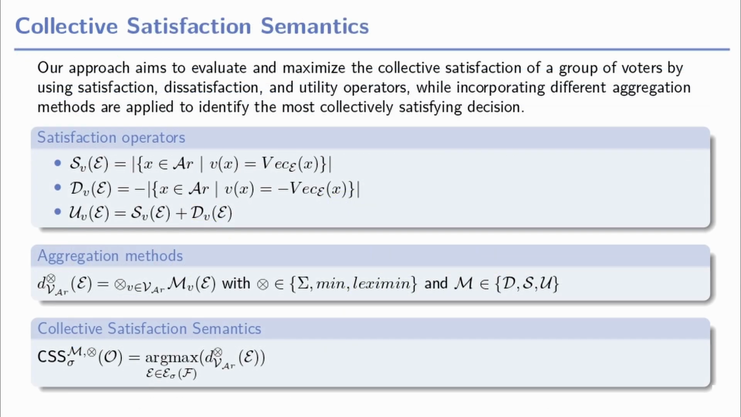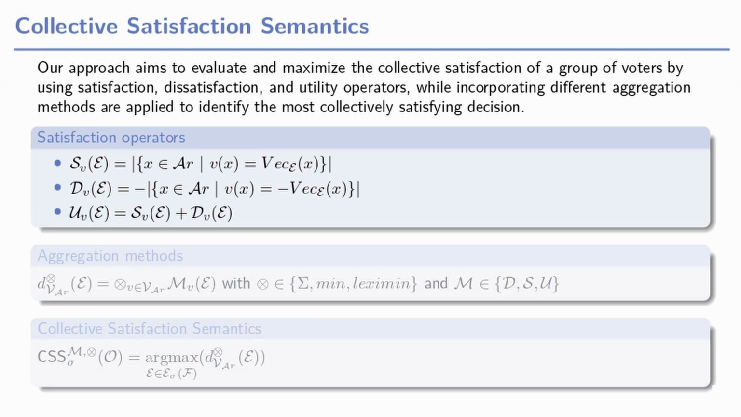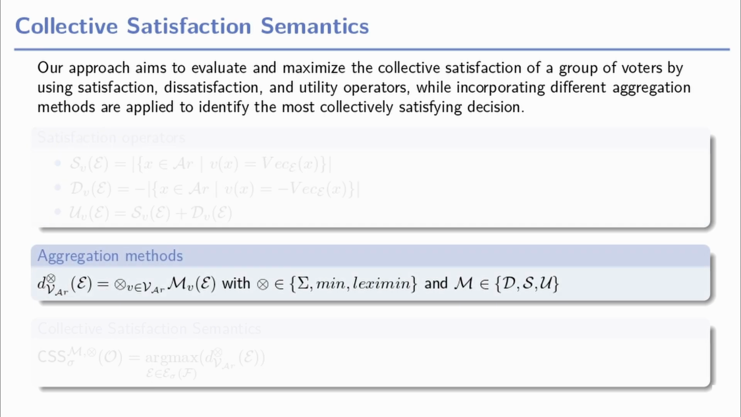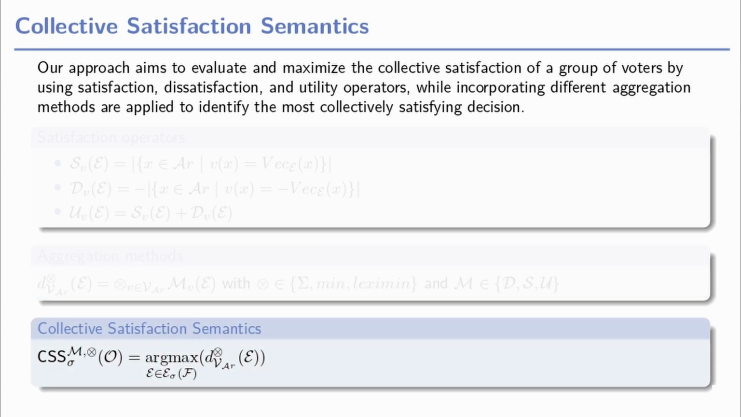Now we would like to introduce the new semantics called Collective Satisfaction Semantics. The semantics provide a clear metric to measure how well an extension matches to a vote. This method works in 3 steps. First of all, we compare each vote to each extension. Then we can use an aggregation function per extension. So for example, if we want a utilitarian vote aggregation, we can use the sum method. Or if we want an egalitarian method of vote, we can use min or leximin. Finally, we just need to choose the highest scoring extension or extensions.